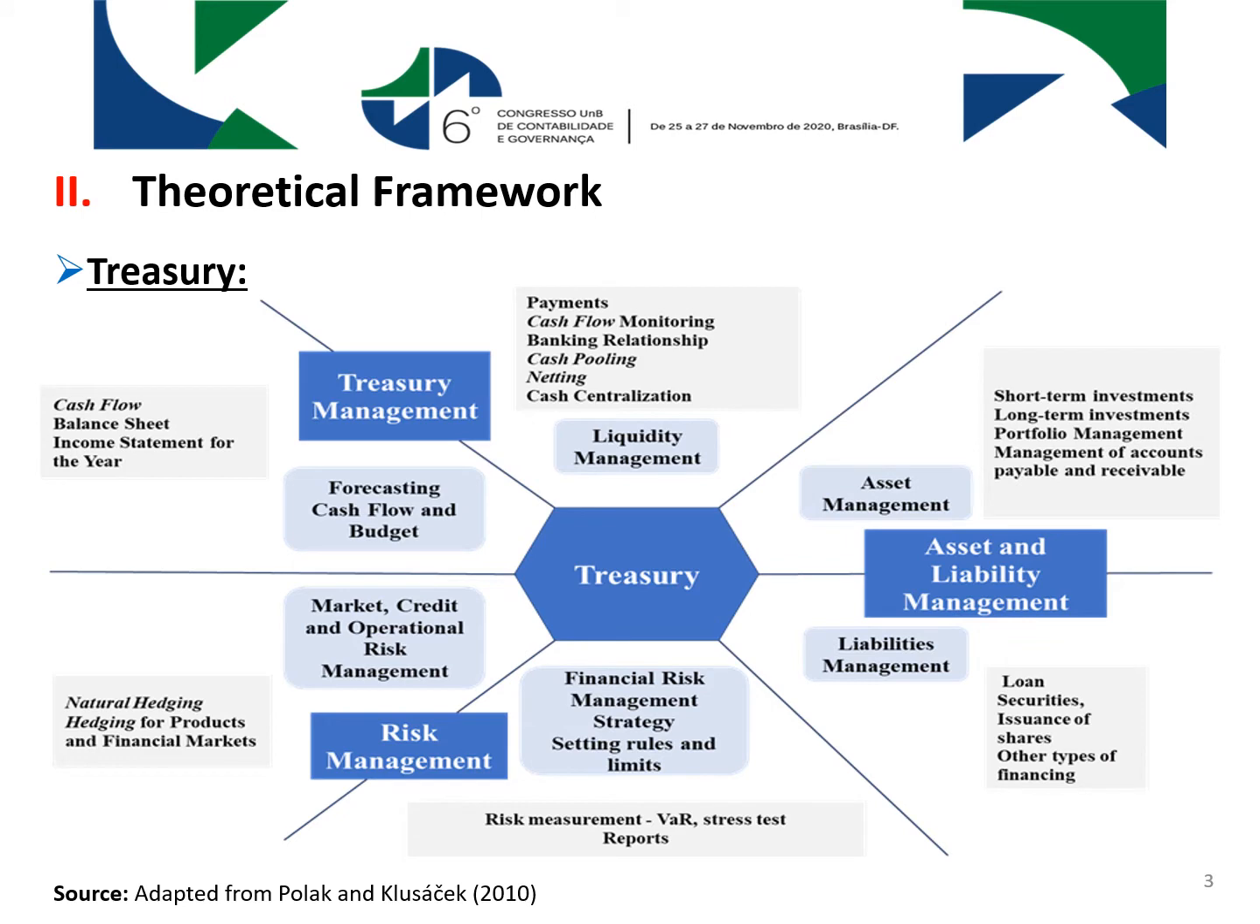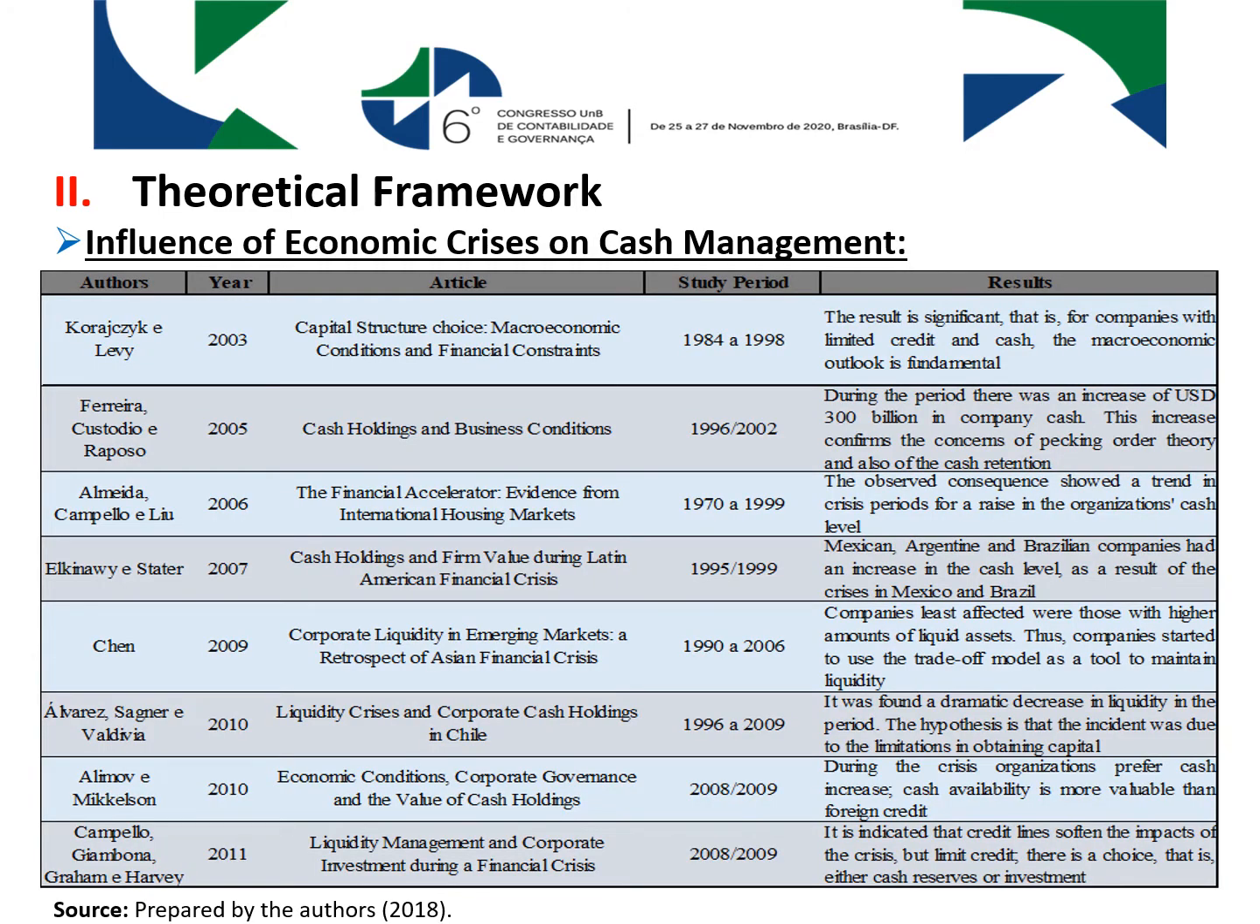The theoretical framework represents the figure about the Treasury. The Treasury plays a key role in strategy decisions. This is the most important information about this picture. About the influence of the economic crisis on cash management: you have a lot of studies by authors along the years, but in summary, the organization's cash is correlated with the economic index, either in periods of expansion or recession.